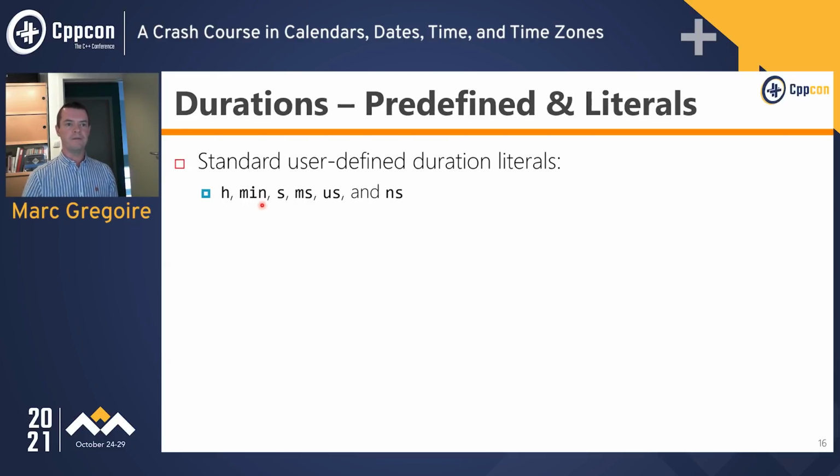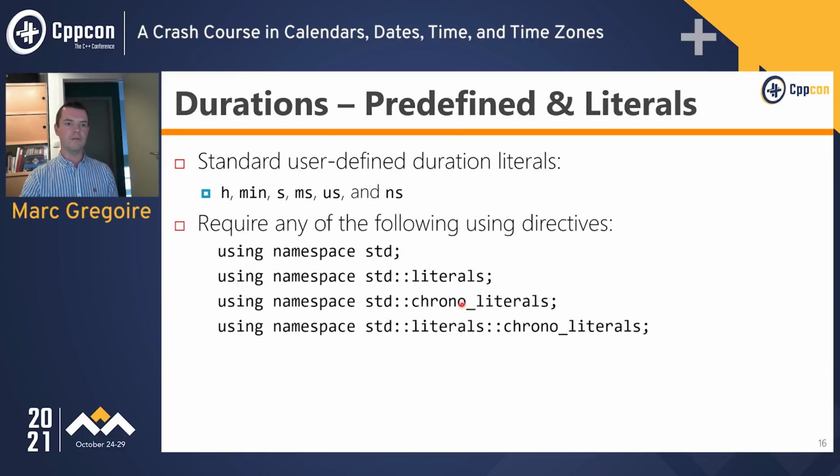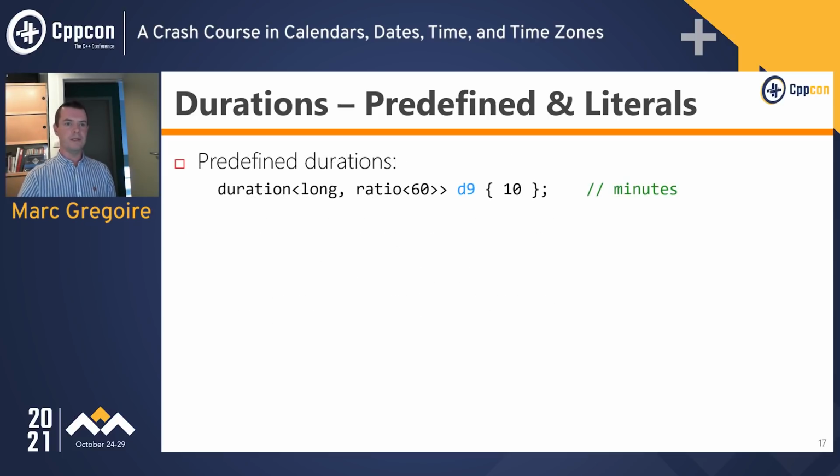Additionally, the standard defines a number of standard user-defined literals. So we have h, min, s, ms, and so on. To use these standard user-defined literals, you need one of these four using directives, so either using namespace std::literals, std::chrono_literals, or std::literals::chrono_literals. Any of these will make these standard user-defined literals available to your code.